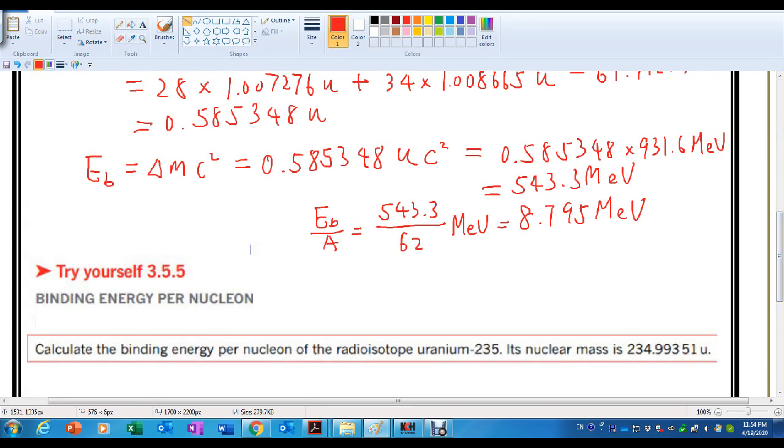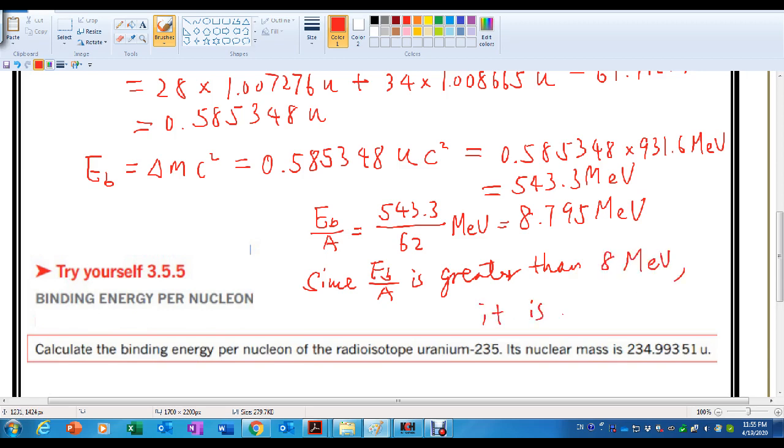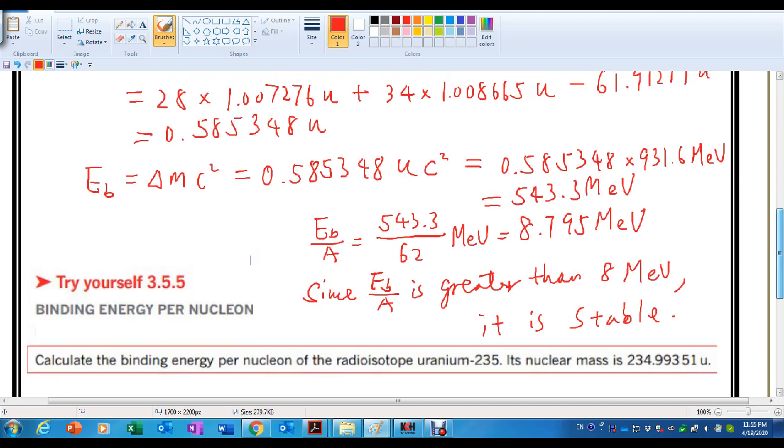8.795. So in our previous charts, whenever it's higher than 8 MeV is what we call stable, right? So that means since EB over A is greater than 8, sorry about my handwriting, it is stable. Okay, that's it. All right.